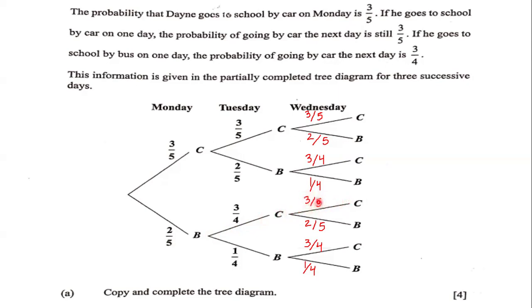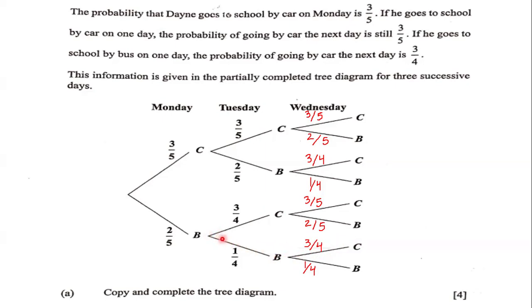And if this is 3 over 5, then the probability of the next one is 2 over 5, because when you add them, you should get 5 over 5, which is equal to 1. Now, why is this one 3 over 4? Well, this one is 3 over 4 because he went by bus on the previous day.